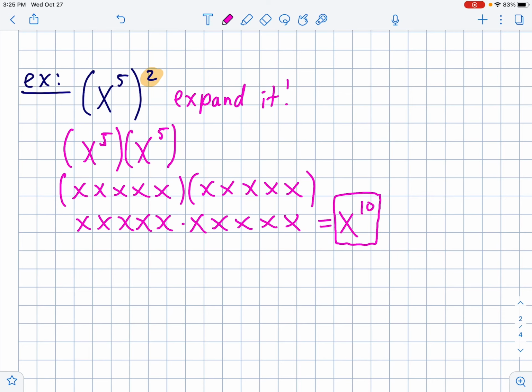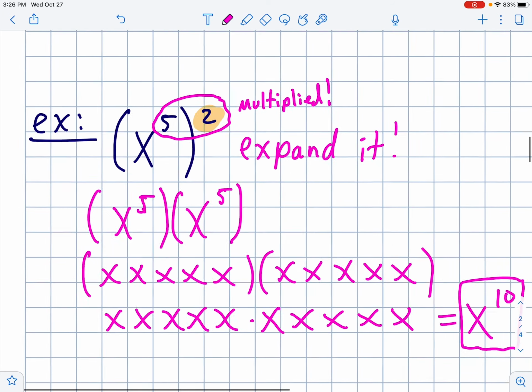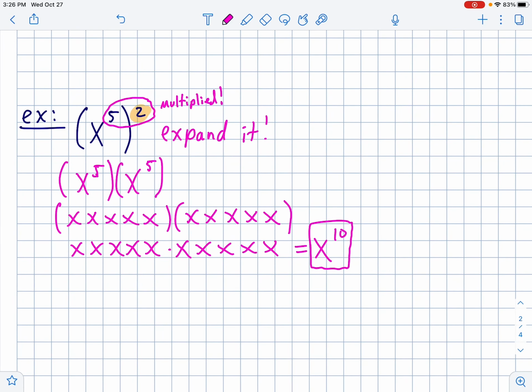So what happened with the powers? If you go back to the OG, the 5 and the 2 actually got multiplied. This is what I call a power of a power situation. So if you have powers stacked on each other, you end up multiplying them.